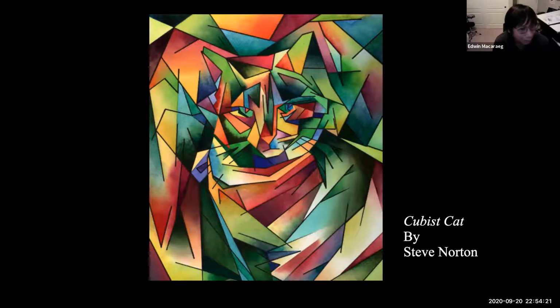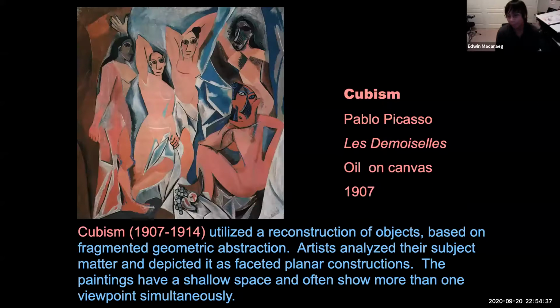And so this work here, Cubist Cat, is an example of cubism, which is something that we are going to talk about, one of my favorite genres of art. And let's go ahead and talk a little bit about cubism. And here is an example of cubism by Pablo Picasso, one of the most recognizable names in Western art history.